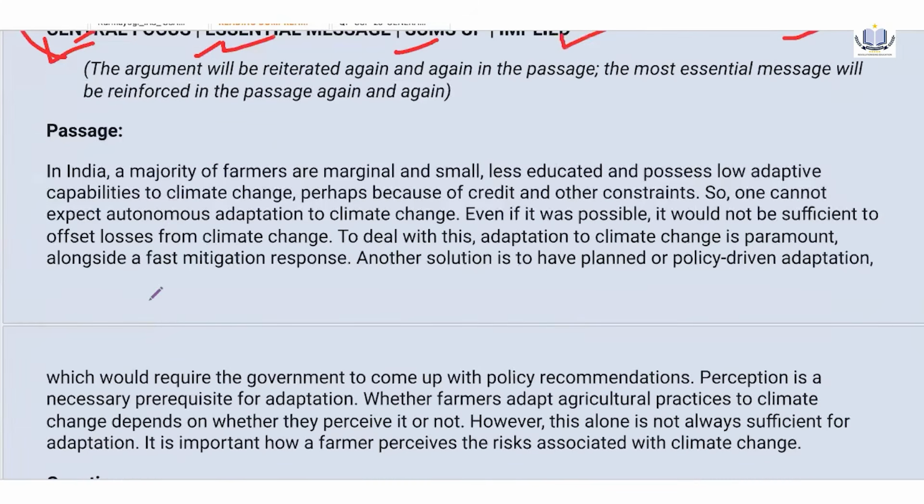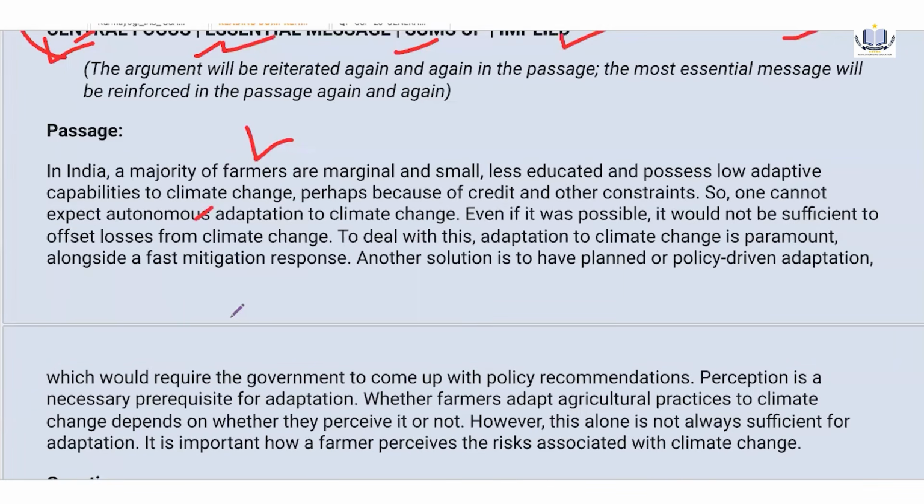In India, the majority of farmers are marginal and small, less educated, and possess low adaptive capability to climate change. Clearly, they are talking about farmers. Perhaps because of credit and other constraints, one cannot expect autonomous adaptation to climate change. Even if it was possible, it would not be sufficient to offset losses from climate change.